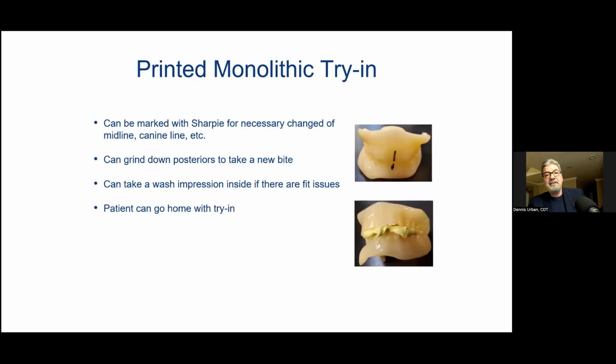So this is the monolithic try-in. It comes in various shades now, but say something goes wrong with the try-in. If the midline's off, you can mark it with a Sharpie. If the bite's off, you can take a new bite registration. Even if the try-in's loose, take a wash impression, and you can scan it, and we can redesign that case and print another try-in for you.